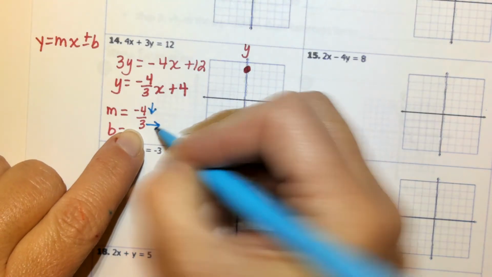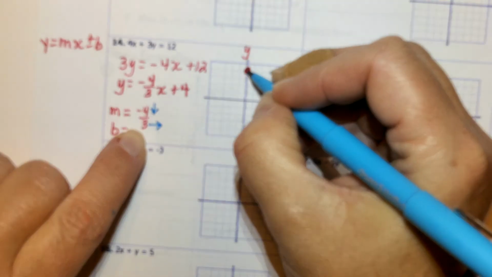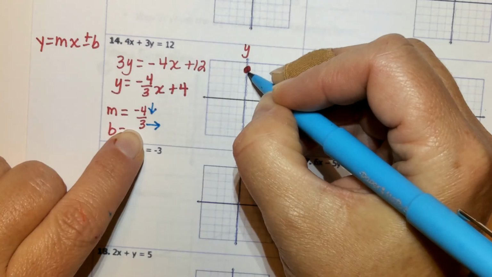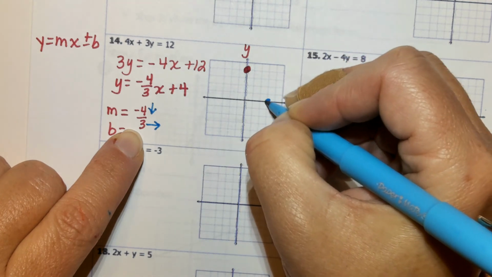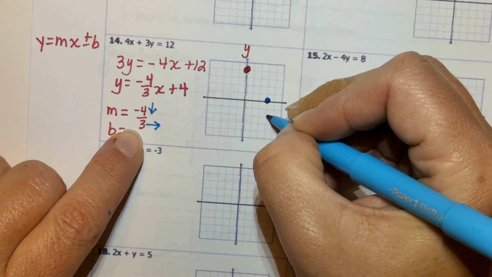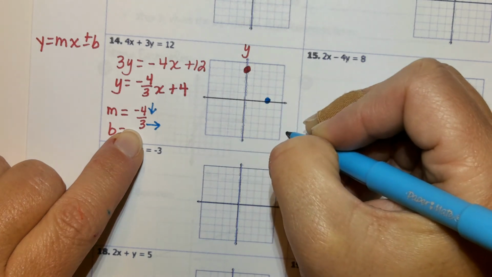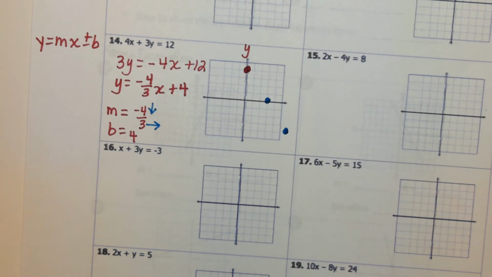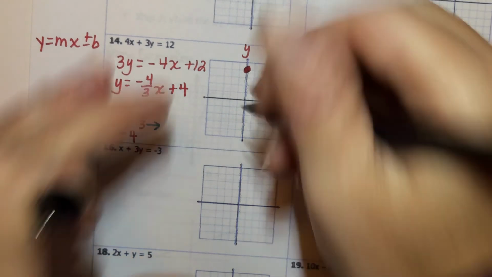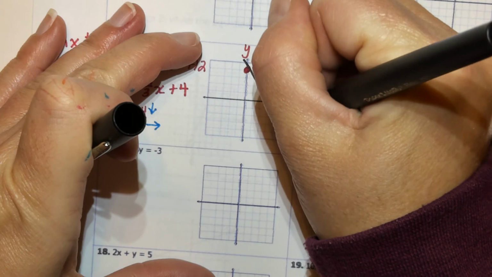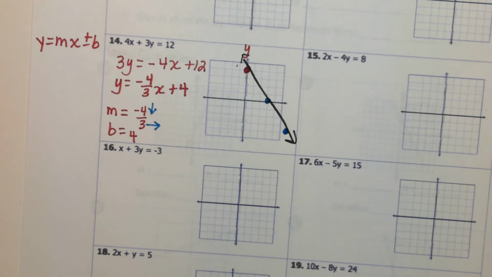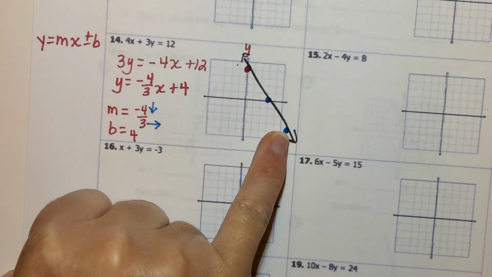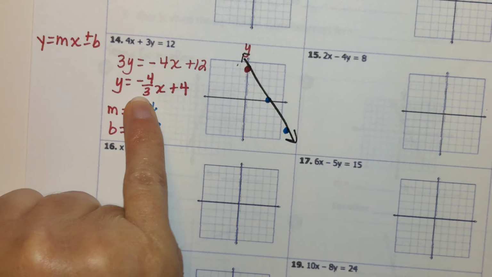This is my starting point. On the y-axis, I find where positive 4 is. There it is. Now I get to drive my slope. Negative 4 means down. Positive 3 means right. So from my starting point, which is my intercept, I go down 4 and right 3. And down 4 and right 3, which I kind of run off my graph, but we can sort of see where it would be. And I draw my line.